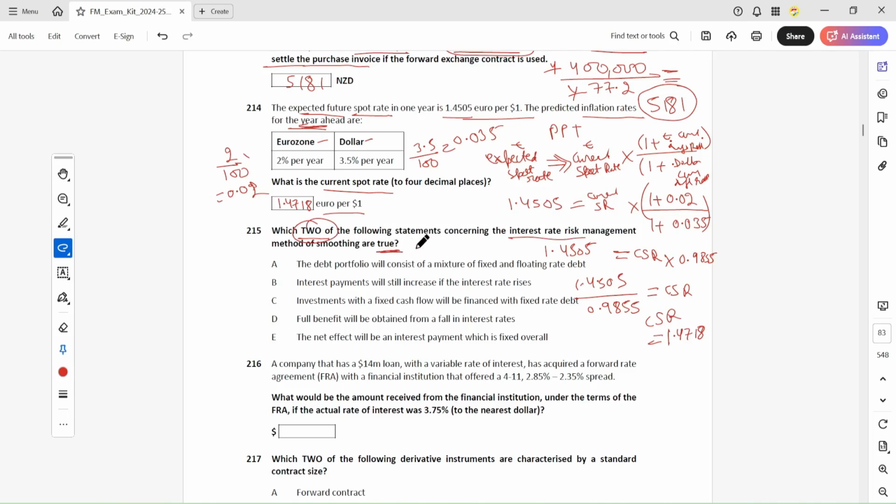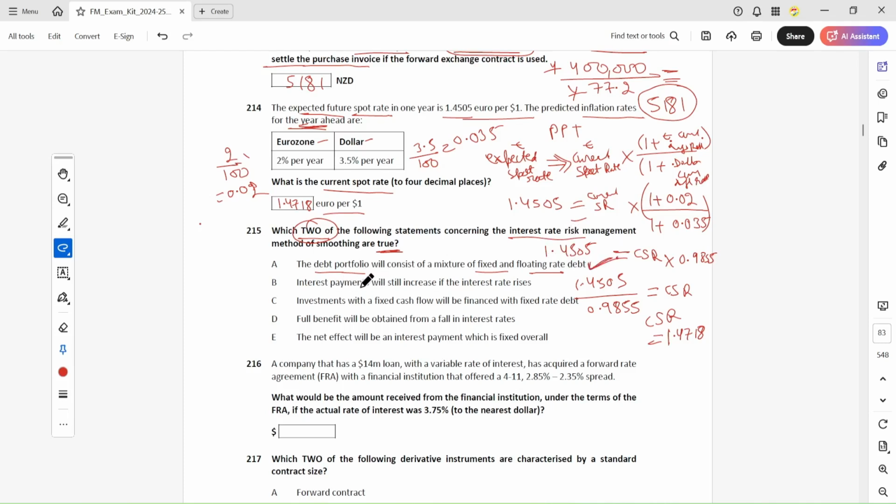Which two of the following statements concerning interest rate risk management are true? The debt portfolio will consist of a mixture of fixed and floating rate debt. Okay, this is true. If our debt portfolio has fixed and floating rate, it means we can manage the interest rate risk. This is right.